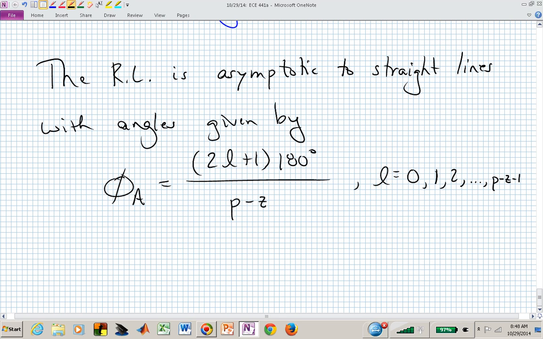If we have 4 poles and 1 zero, P is 4, Z is 1. The pole zero excess, which I will refer to a lot, is 4 minus 1, or 3. We would then be dividing that numerator by 3, or effectively we're dividing 180 by 3, or 60 degrees, and we'll now have angles that are integer multiples of 60 degrees. That will determine where these lines are going.